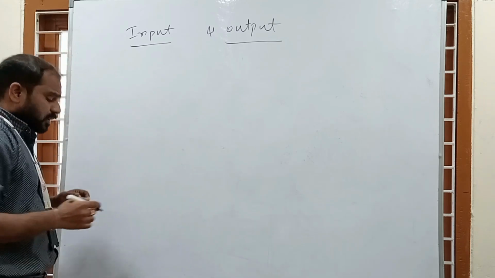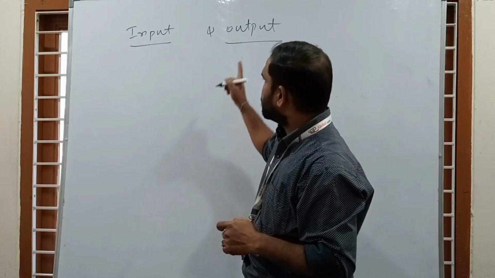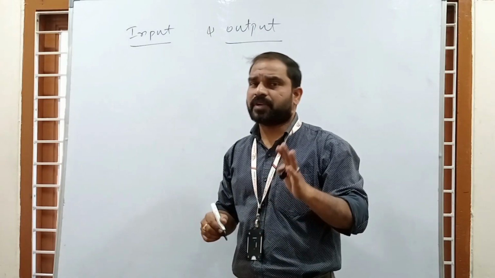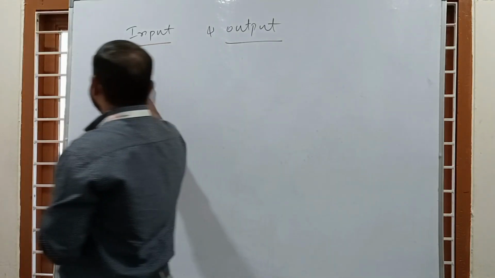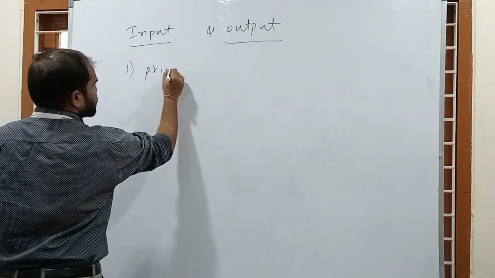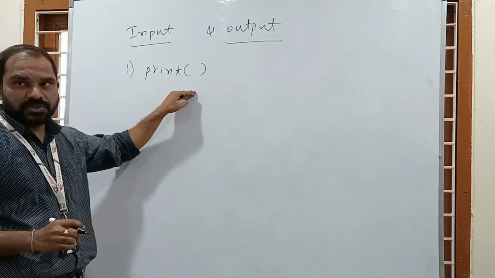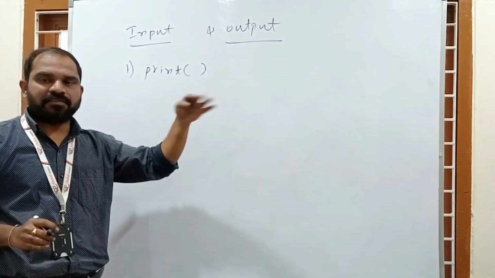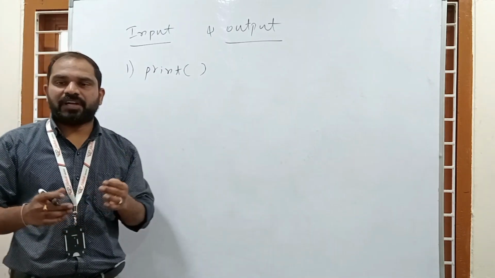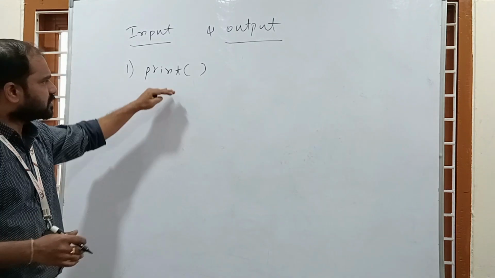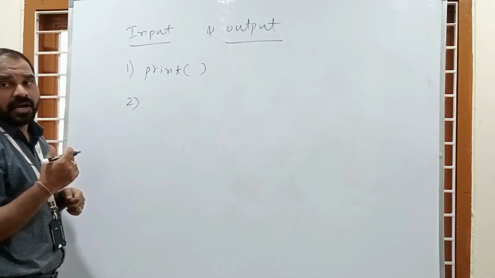You can use two inbuilt functions, right? One is to print the output of your program and another is for taking input from the user. The first one is the print function, which is an inbuilt function used to print whatever values you want onto the screen, or whatever output you want from your program. The second one is input.